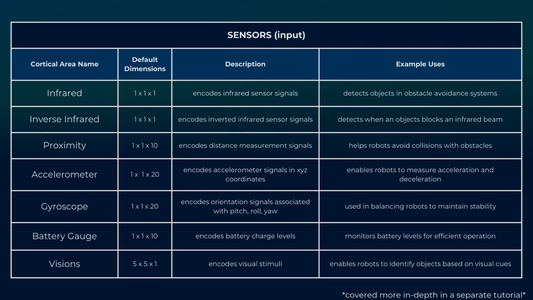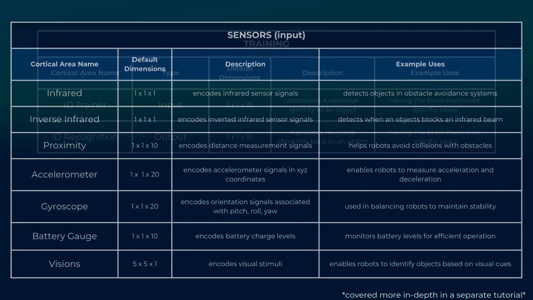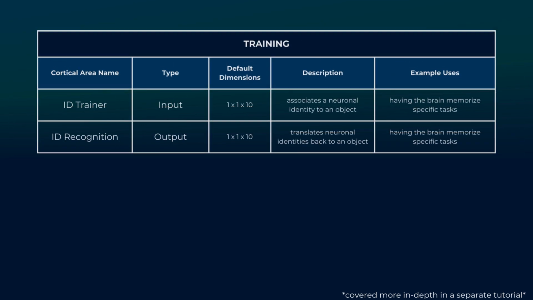Sensors enable robots to understand their environmental conditions. Sensors include infrared, inverse infrared, proximity, accelerometer, gyroscope, battery gauge, and visions. Training refers to the improvement of a robot's brain, optimizing neural networks that control decision-making. Our training cortical areas include ID trainer and ID recognition.